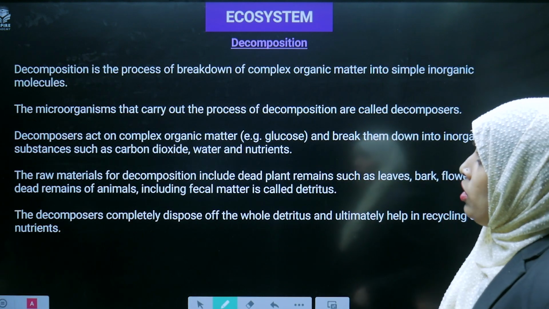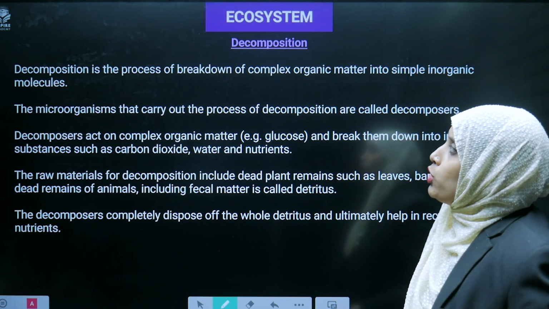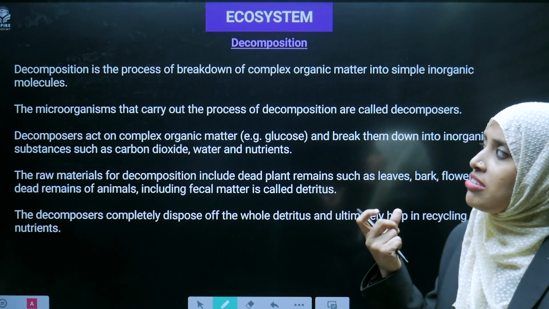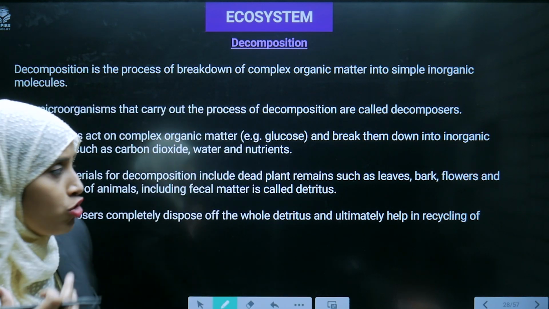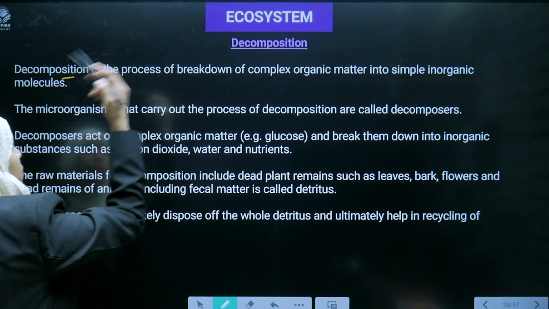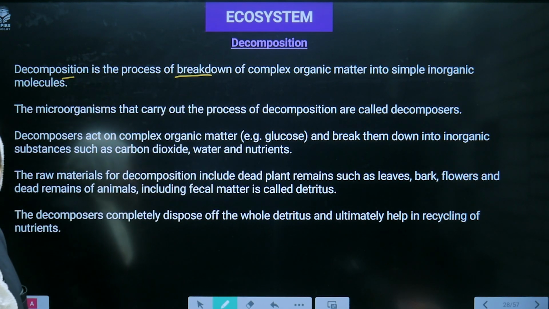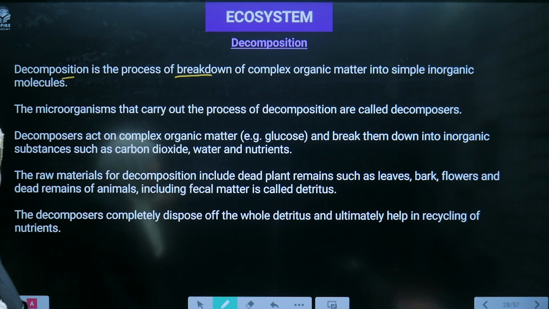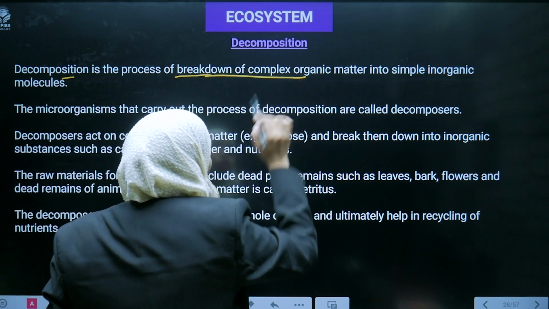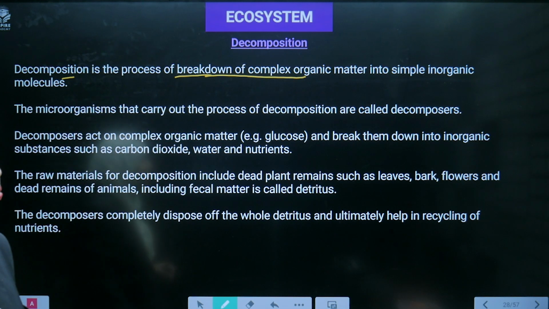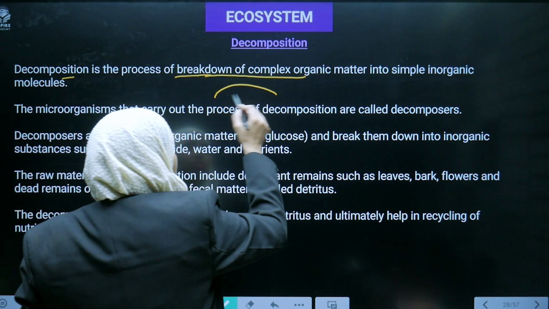Now, decomposition. What is decomposition? Simply, decomposers are the organisms that help in the decomposition. Decomposition is a breakdown process of organic material into simple inorganic substances. So, simply we can say the breakdown of complex organic material, like it can be bigger leaves.